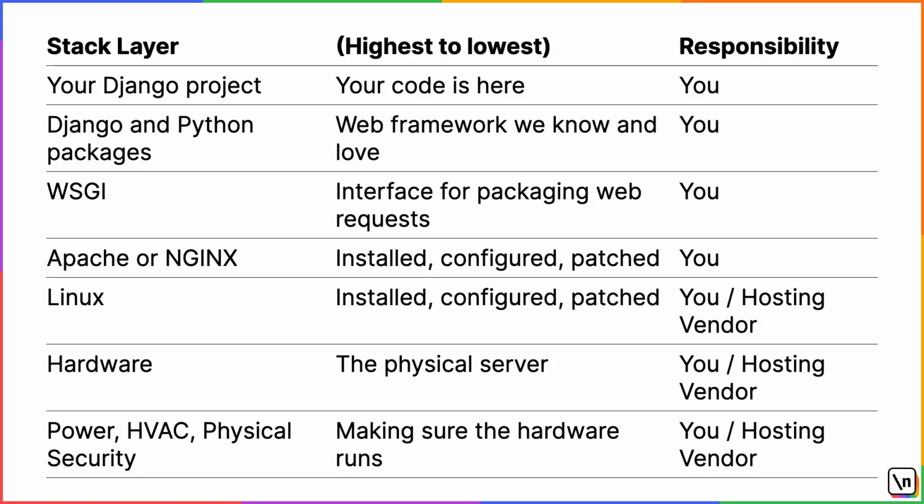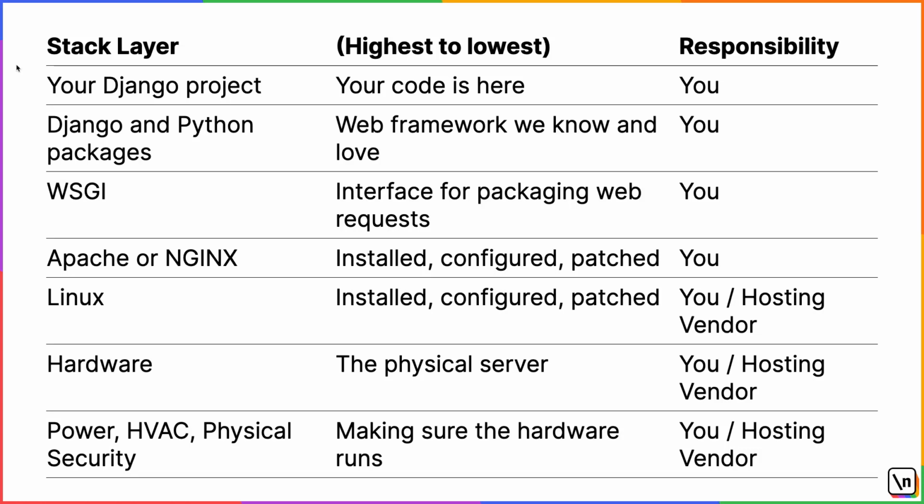Here's a typical web server stack for a Django application, showing the top of the stack and moving down toward the bottom. At the top of the stack is your Django project, your code that you write. Underneath that is Django and the Python packages. You download and assemble these to get your project working. Underneath that, whether you know it, is a Web Services Gateway Interface, or WSGI. This layer takes the web requests and transforms them into a form that Django can consume easily.